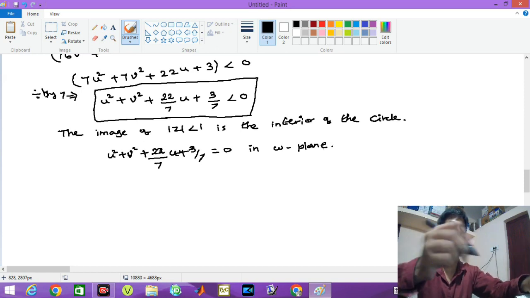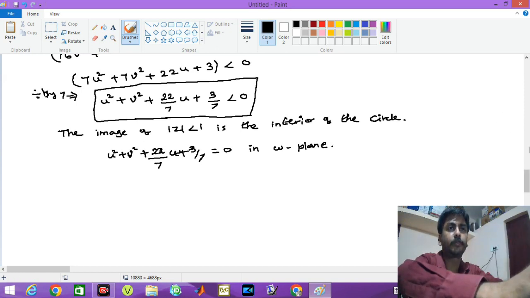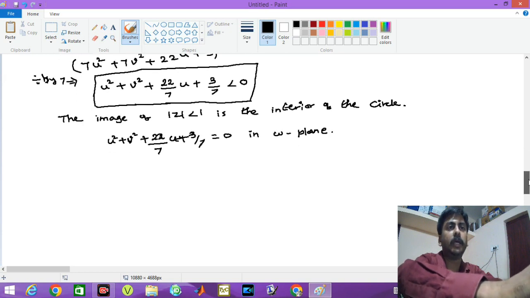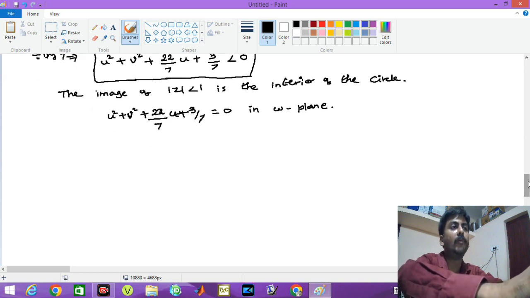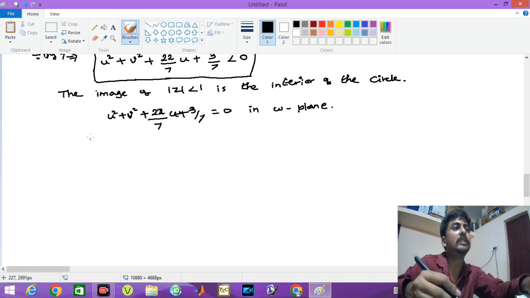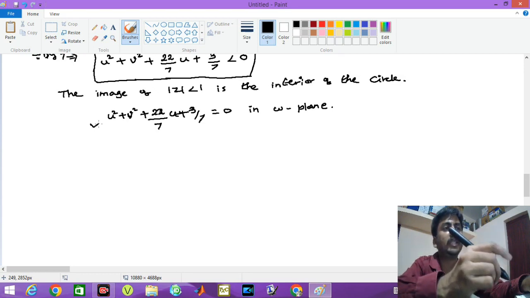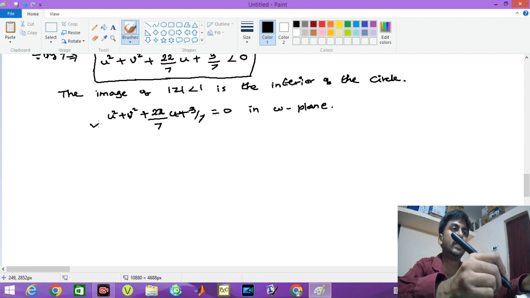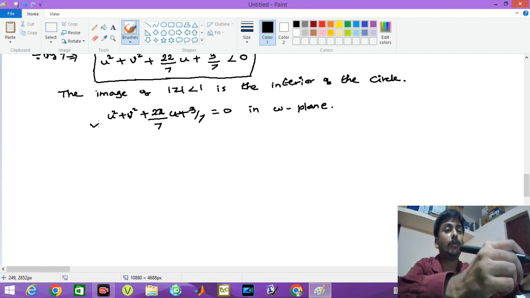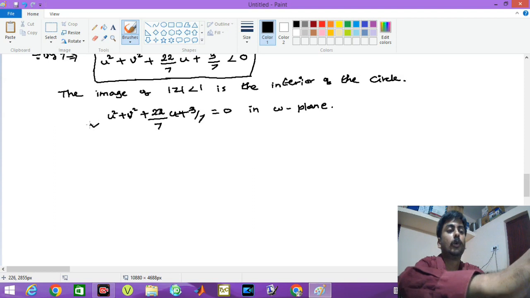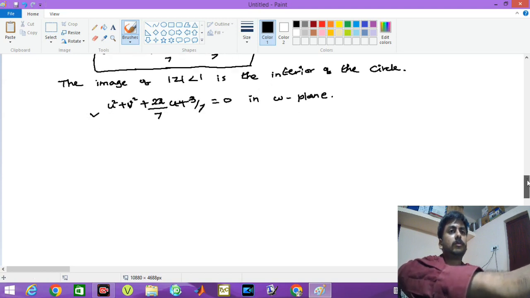Now I would like to share another important thing: how and why we are calling this equation the equation of circle. It is very new to some of you. Now we are going to see the reason for calling this equation in the form of the equation of circle. So carefully listen to it.